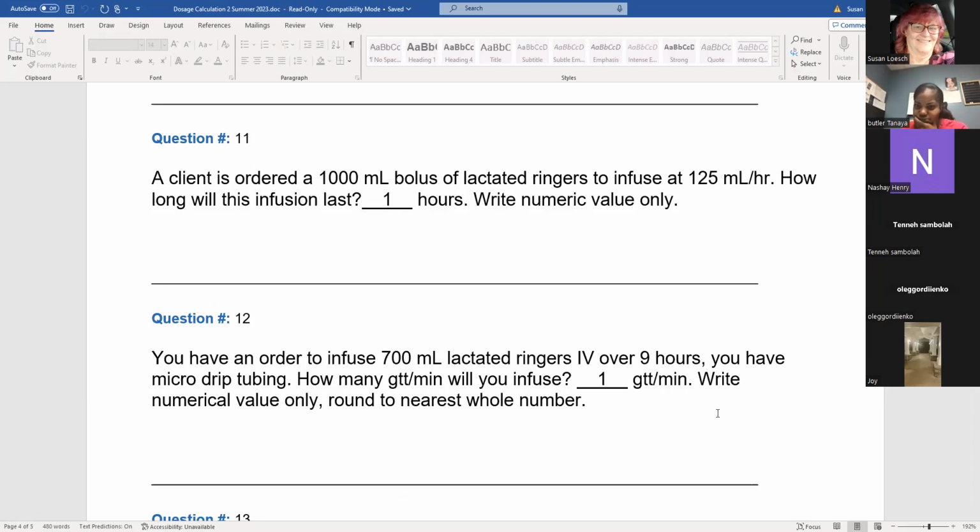All right. So we have 1,000 mLs and it's going at 125 an hour. It's asking how long it will last. So all you have to do here is take your total volume and divide it by your infusion rate, which is 125, right? 8. That's right. Anybody have a problem with that one? All right, everybody do number 12 and let's see what you get.